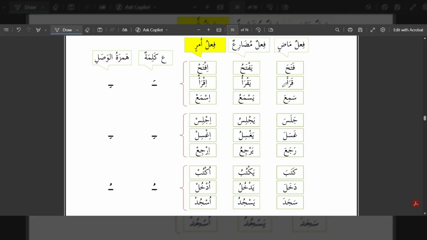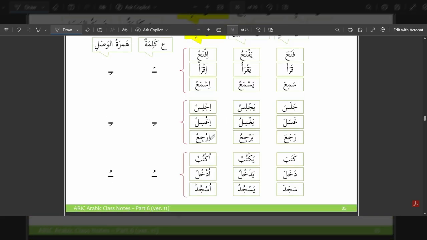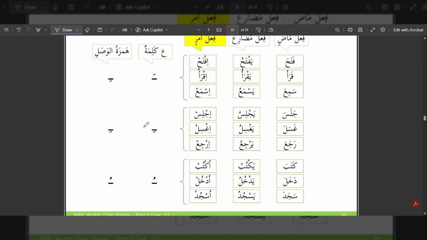Then we have qara'a, he read. Yaqra'u, he is reading. Iqra, read. Sami'a, he heard. Yasma'u, he is hearing. Isma', hear. Then these three verbs here, the ain kalima is a kasra, therefore the hamzatul wasl also gets a kasra. So it's jalasa, he sat. Yajlisu, he is sitting. Ijlis, sit. Ghasala, he washed. يغسل, he is washing. اغسل, wash.